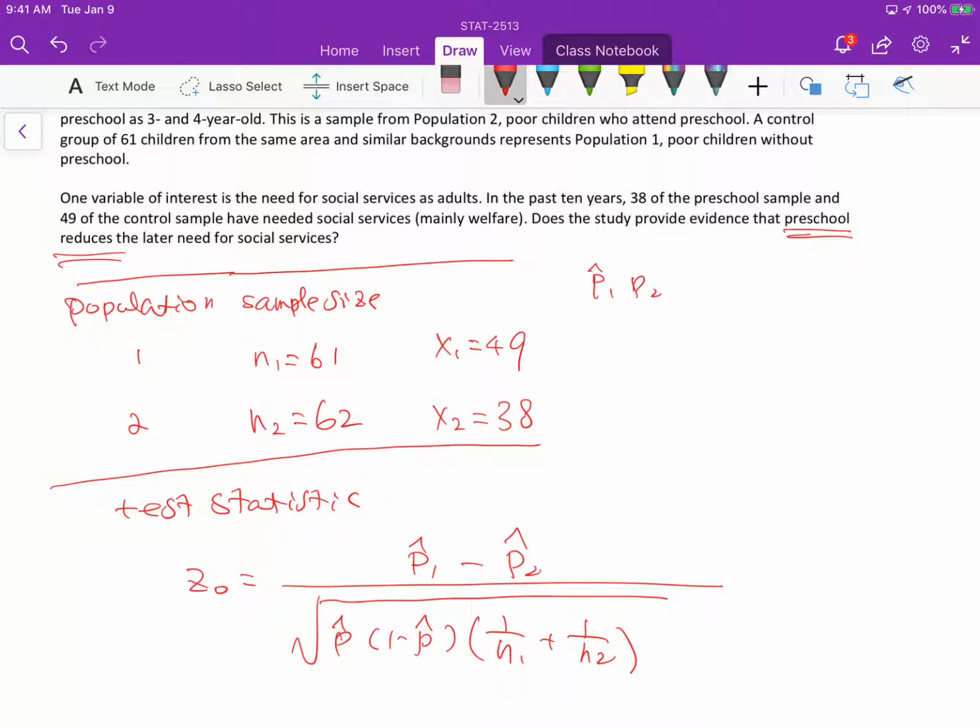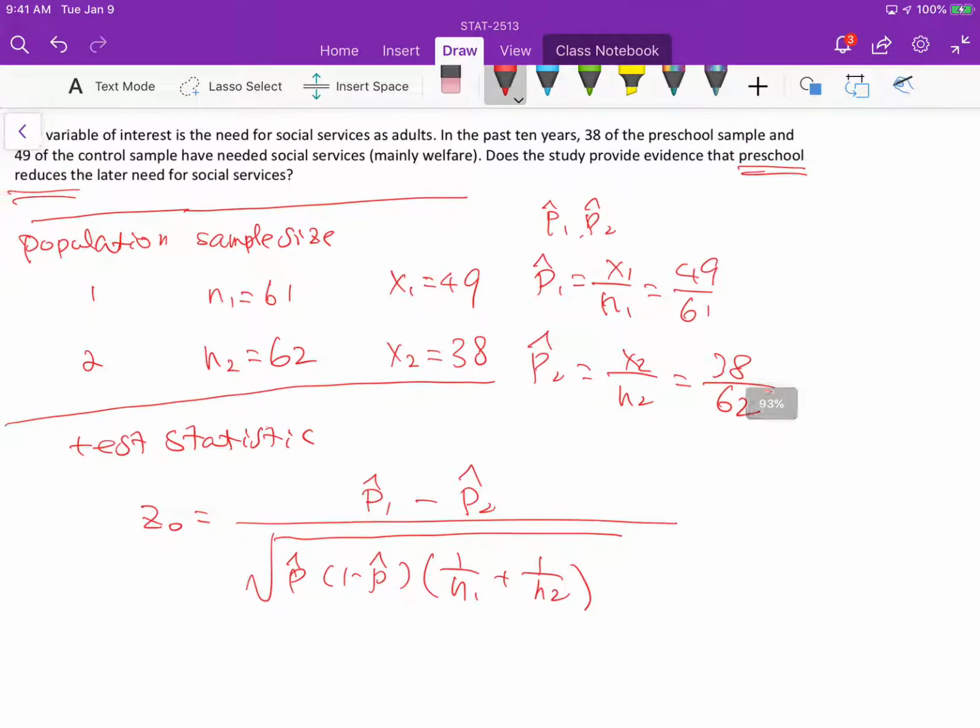P1 hat and P2 hat, right? So P1 hat will be X1 over N1, which is 49 over 61. And P2 hat will be X2 over N2, right? So it will be 38 over 62. So they are just the sample proportions.